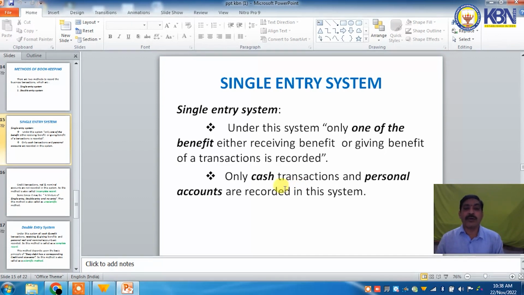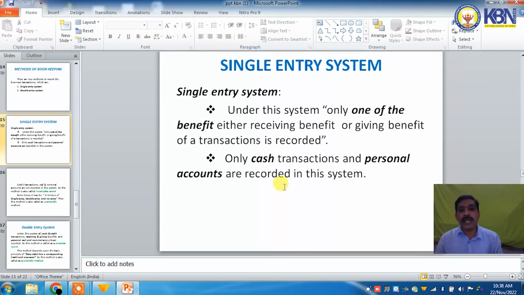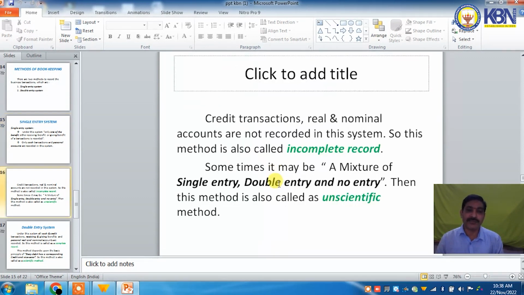So out of cash and credit transactions, only cash transactions are recorded. So in single entry system, all transactions are not completely recorded. So this system is also called single entry system, an incomplete record of business transactions. Sometimes it may be a mixture of single entry, double entry and no entry. So this method is also called an unscientific method.